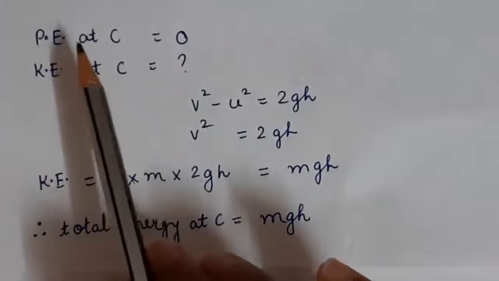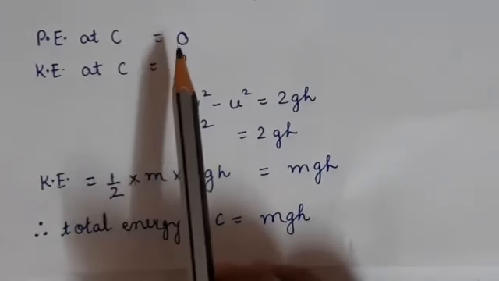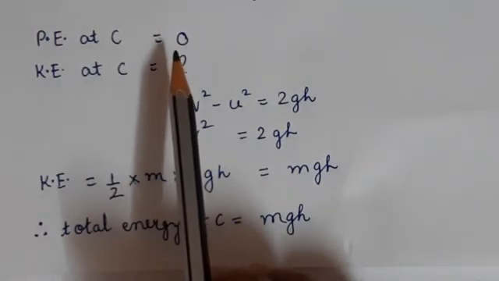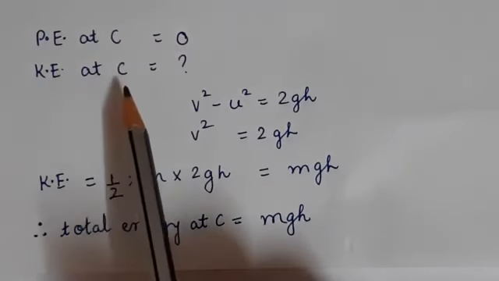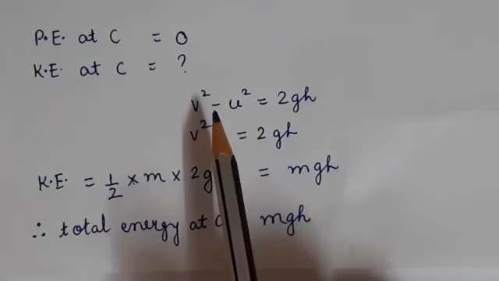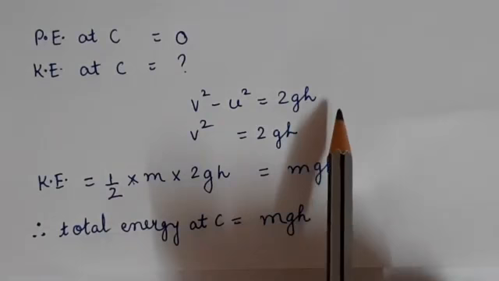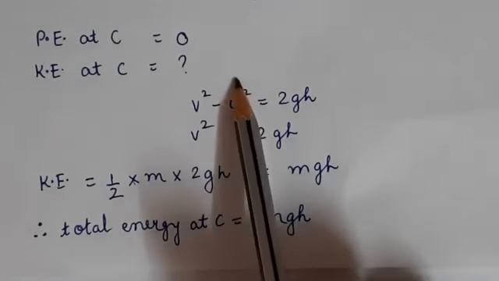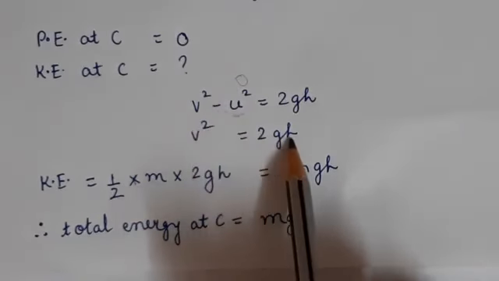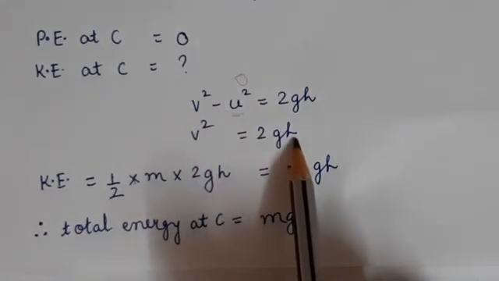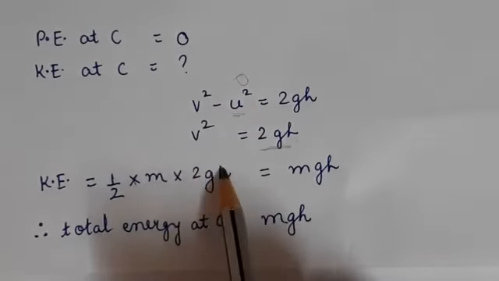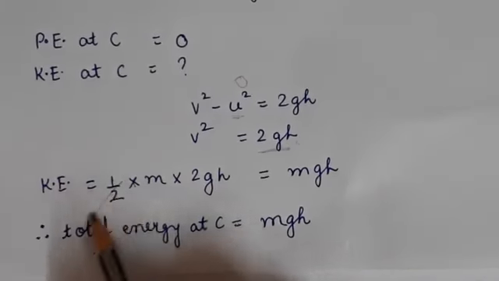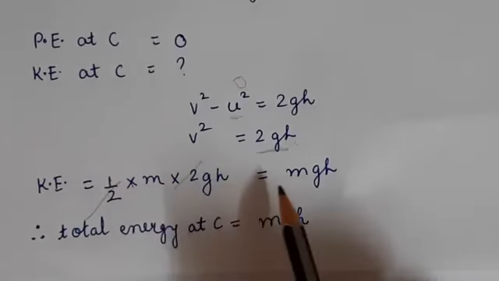So again I am repeating, potential energy at point C becomes 0 because the displacement is 0. Now we need to find out kinetic energy at C. For kinetic energy, use the third equation of motion. V square minus u square is 2gh. Now u is 0. So v square is equal to 2gh. h is a displacement. So half m v square, 2gh, that will be kinetic energy. 2 cancels with 2. We get mgh.